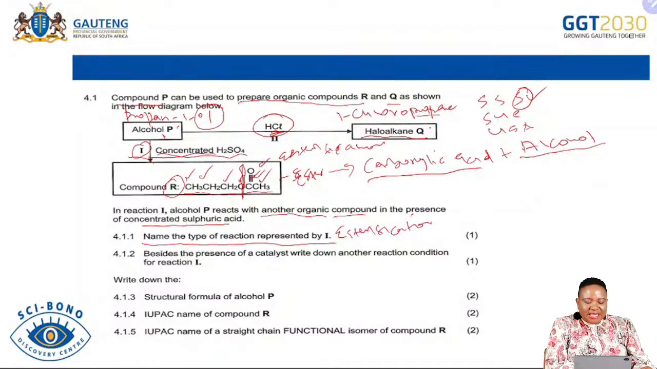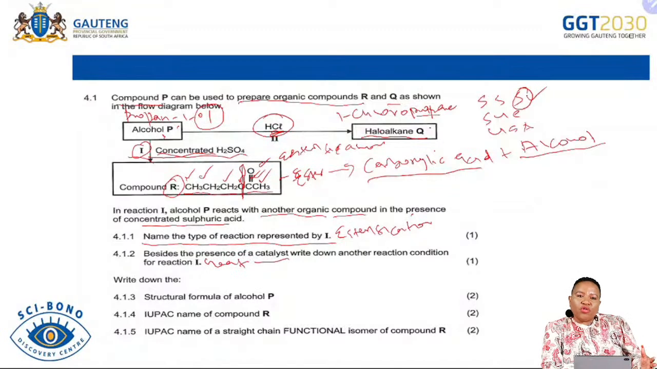Then, beside the presence of a catalyst, which is our sulfuric acid, write down another reaction condition. We know that for esterification, as some of you did this practically in your class, you also heated the mixture. So we also need heat for this reaction as one of the conditions for esterification.